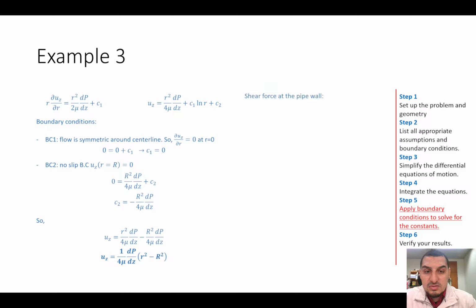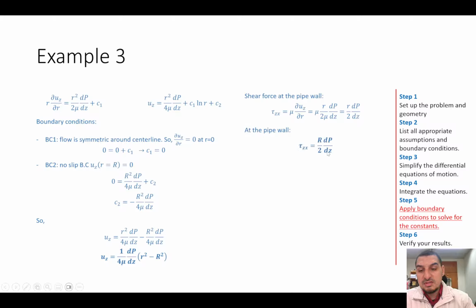The second was the shear force. So the shear force is tau equals mu du by dr. So du by dr is already here, so it's going to be r over 2 mu dp by dz plus c1 over, or c1 is 0. So it's going to be just this, or the derivative of this equation, whatever you like to do, it's going to work. So it's going to be r over 2 times dp by dz. So if r is uppercase R, which is the pipe wall, then this is uppercase R over 2 times dp by dz. So these are the results that we got.